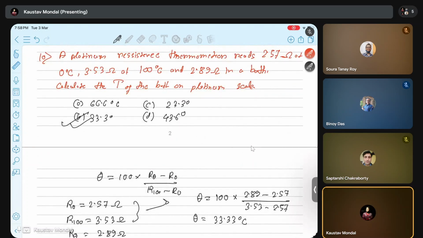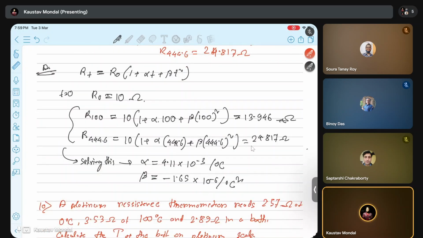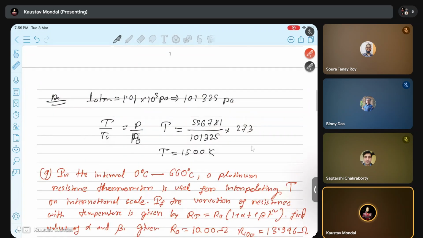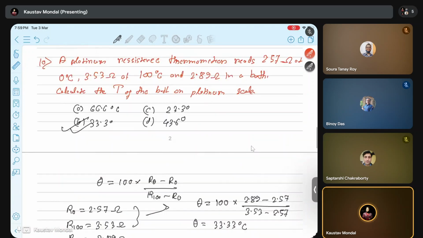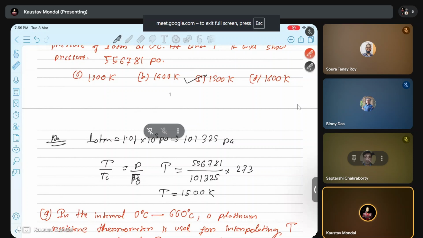So that's it. We have shown some example problems where you can calculate the temperature from a particular temperature scale thermometer by using different types of thermometric quantity. You can calculate the temperature of the bath of that particular material substance. So this is our last problem. If you have any question regarding today's session, you can ask, or I will close the meeting.